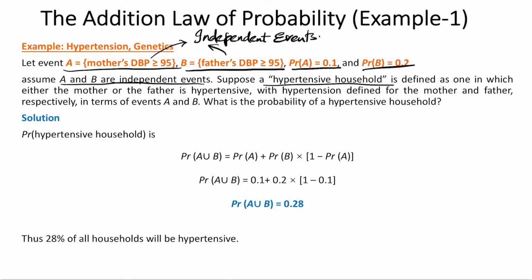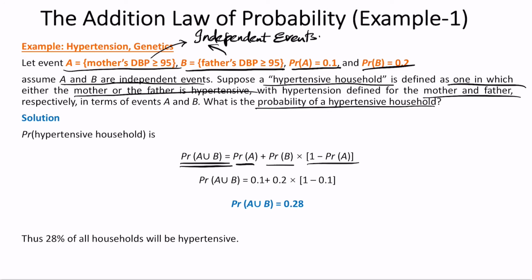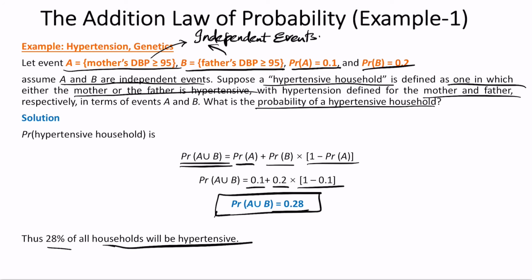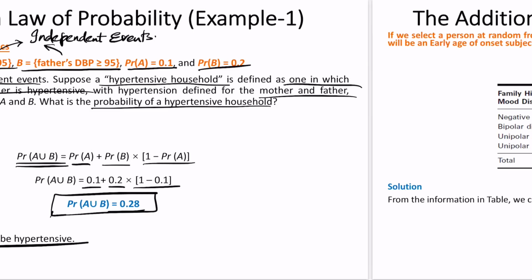Suppose there is a hypertensive household, defined as one where either the mother or father is hypertensive, with hypertension defined for both mother and father. So what is the probability of a hypertensive household, where they are combined together? They are asking you for the probability of A union B. So that becomes probability of A plus probability of B times 1 minus probability of A. So that becomes 0.1 plus 0.2 times 1 minus 0.1. So the final answer gives you 0.28. So 28% of households will be hypertensive if both mother and father have hypertension, then this is the union that you end up with.